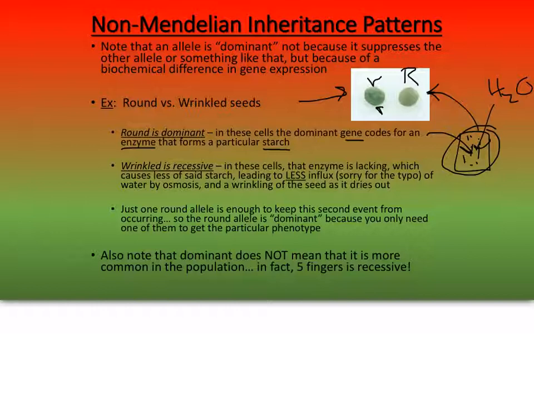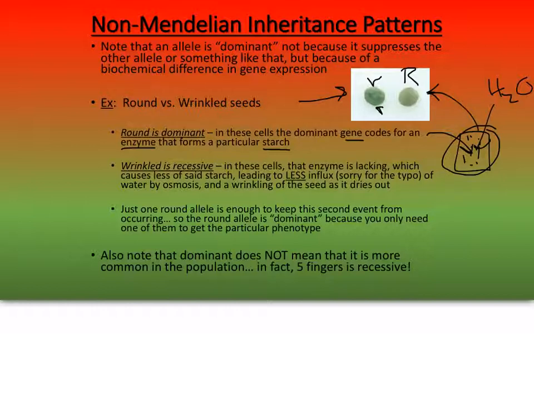Right? Now, only one round allele is enough to make some sugar and keep the seed swollen. So that's why the round allele is dominant. You only need one of those alleles to make enough enzyme to make this happen. But if you don't have that allele at all, if you have two of the recessive allele, you don't make the enzyme, you don't get the sugar, you don't get a swollen seed. So that's what it means. It's not that dominant is better than the other thing, it's just a difference biochemically.